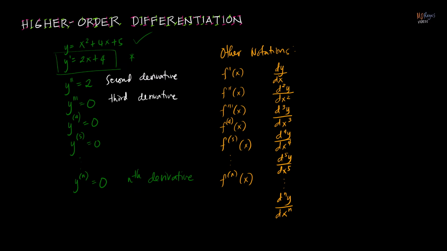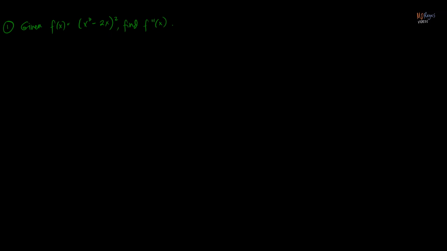Now let's have some examples. In example number 1, you're given f of x as the power of x cubed minus 2x raised to 2. We have to find the third derivative of f of x, or that is f triple prime of x. So f of x is a power of x cubed minus 2x. To differentiate that, we have two options. We can use the generalized power rule, or we may expand x cubed minus 2x squared first before we differentiate. Let's just make use of the generalized power rule.